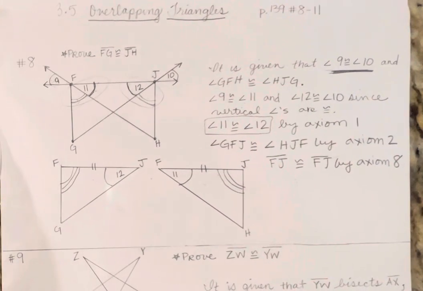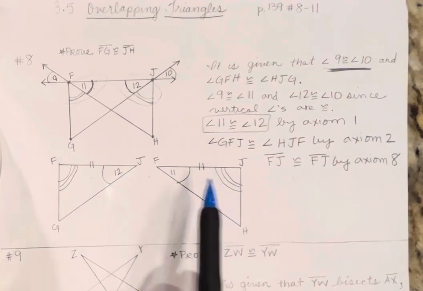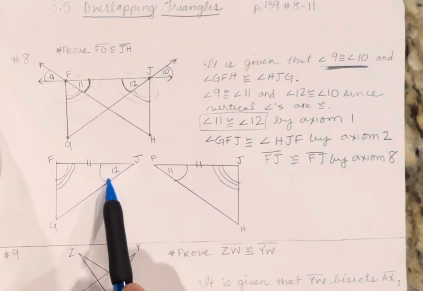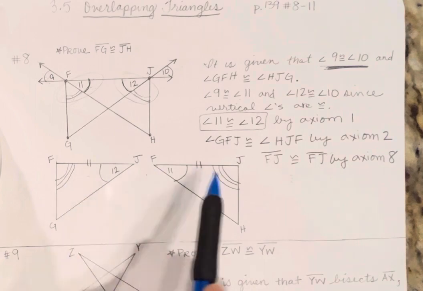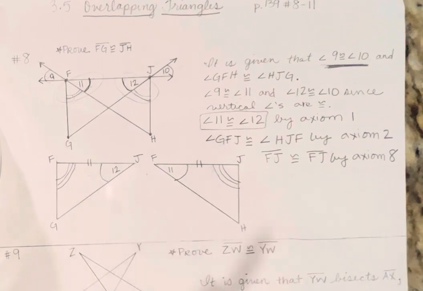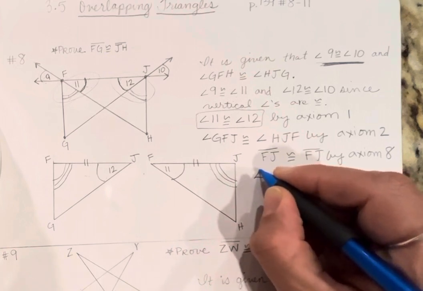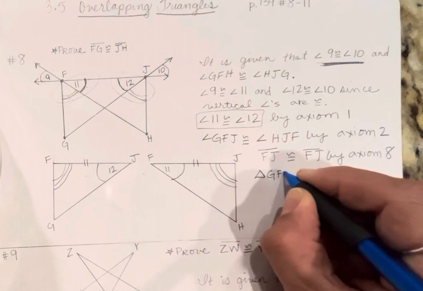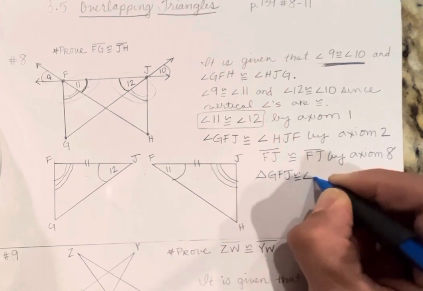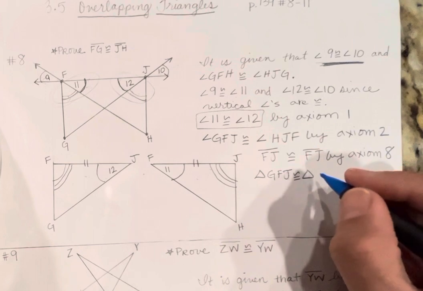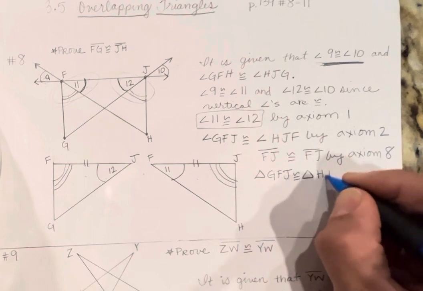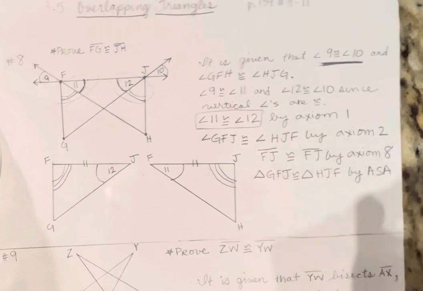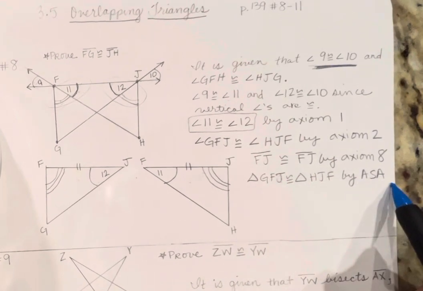Okay, so hopefully you can see now that these two triangles are congruent. Well, we have to justify that. Notice it's by angle, side, angle. And once we do that, I can prove corresponding parts are congruent. So first say that triangle GFJ is congruent to triangle HJF. And we said it's by postulate angle, side, angle.